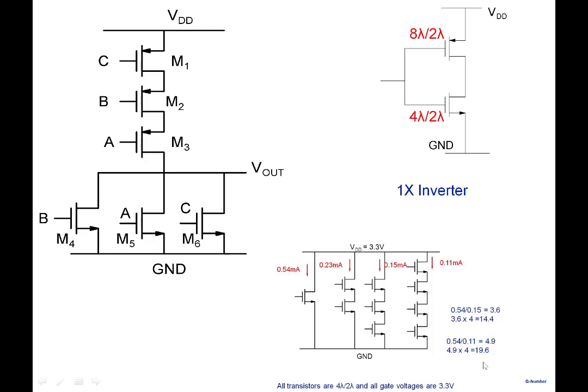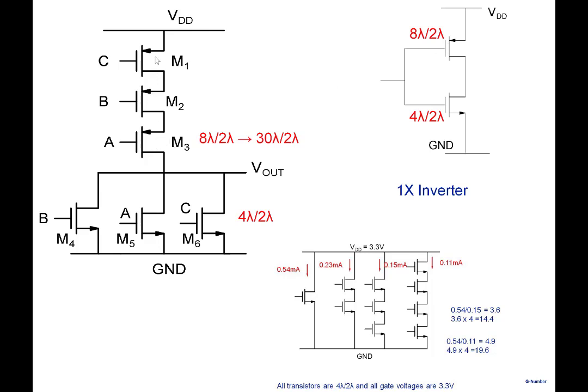So the scaling factor turns out to be, for 3 of them, a factor of 3.6. So if you want to match the current for 3 series connected transistors to a single transistor, you'll have to increase the width of each one of them by 3.6 here. So what we have is an option of this, of course, 4 lambda by 2 lambda. Well, we can keep each one of them 8 lambda by 2 lambda.